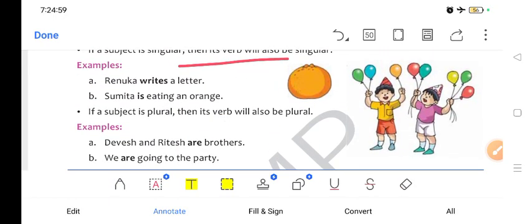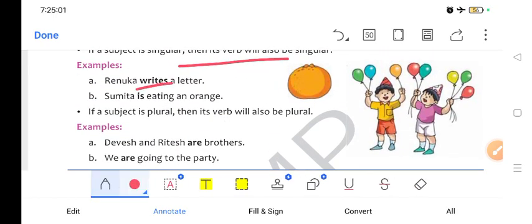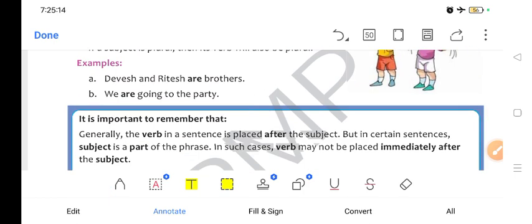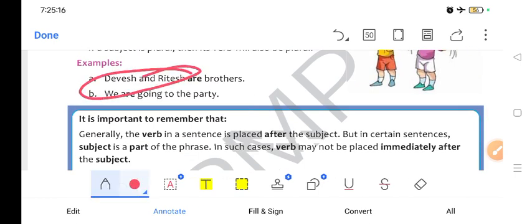Let's understand this one. Renuka writes a letter. Renuka is singular form, so we have put here s or es in the main verb, right? Sunita is eating an orange, so Sunita is singular form, we have put here a singular verb. Devesh and Ritesh, they are plural form, so we have put here a plural verb. We is a plural subject, so we have put here are.